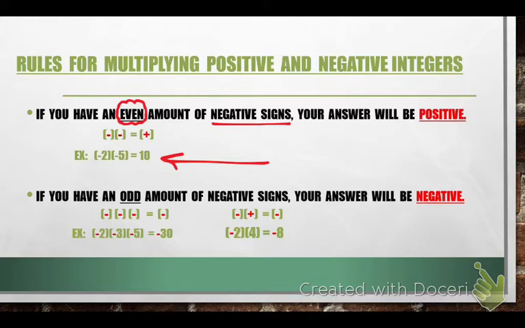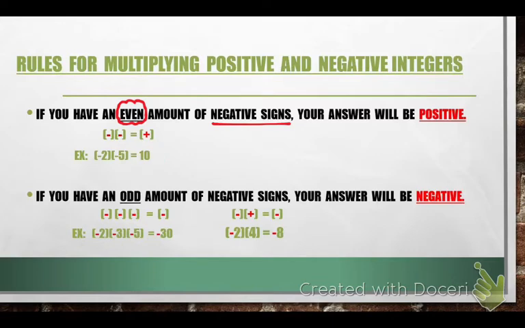How many negative signs do you see there, class? Two. Do you know that the number 2 is an even number? What are some other even numbers? 0, 2, 4, 6, 8, okay? All of those. If you have that number, an even amount of negative signs, your answer is always going to be positive. So that's why the answer here is positive 10, because you had an even amount of negative signs. Let's look at the next one.